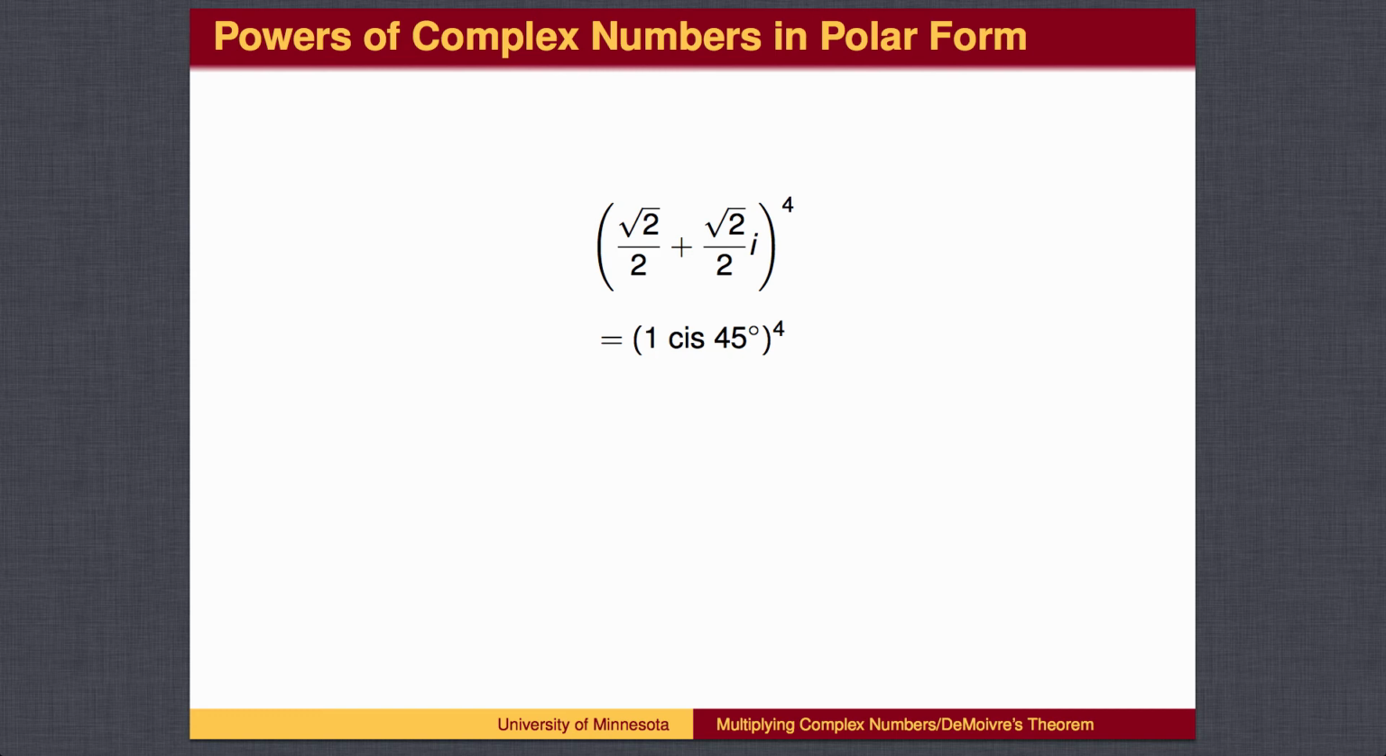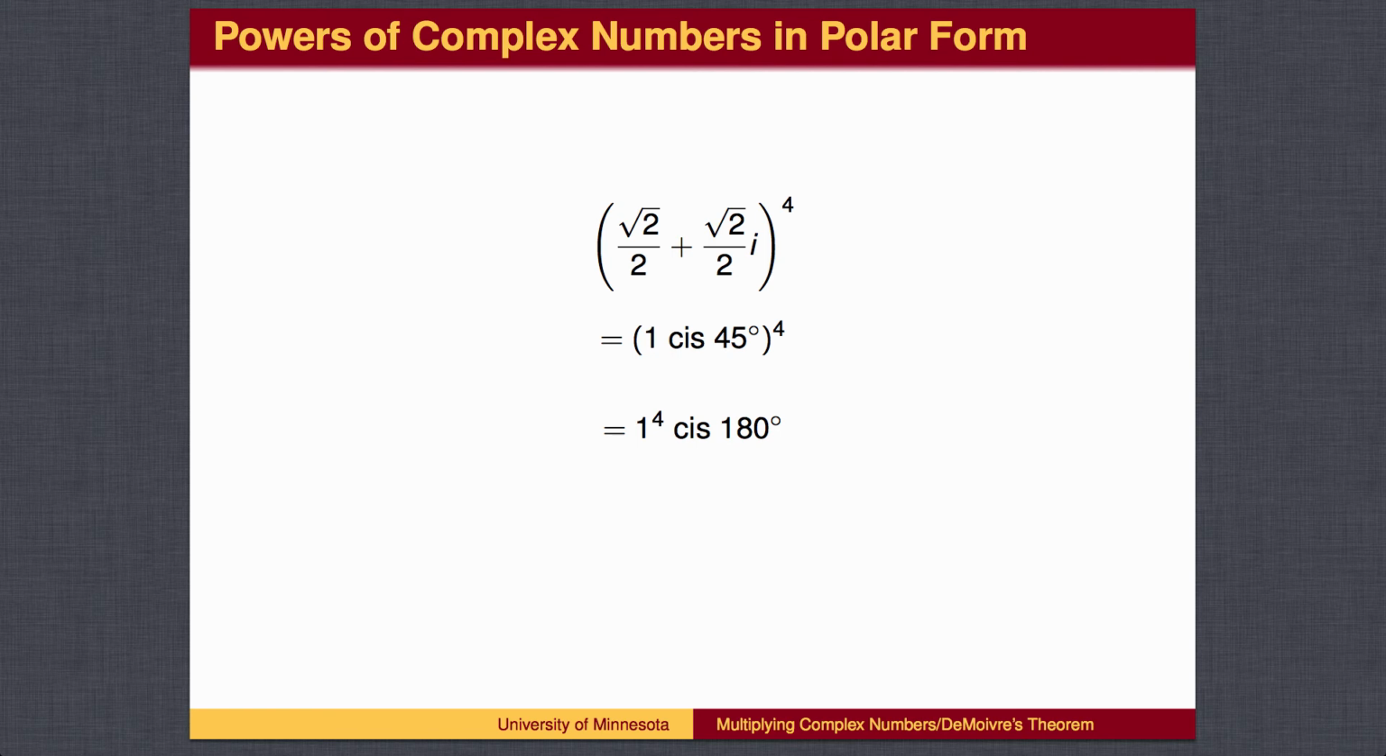The complex number square root of 2 over 2 plus square root of 2 over 2 i has length 1 by the Pythagorean theorem, and direction angle 45 degrees. To raise that to the 4th power, we raise the length to the 4th power and multiply the angle by 4. Our answer has a length of 1 and is pointing toward 180 degrees.